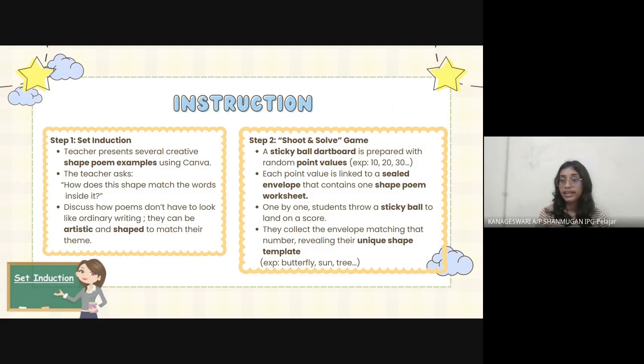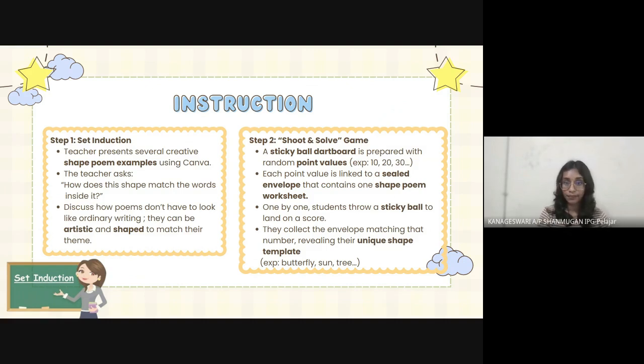By asking open ended questions like, what shape represents happiness and how can we express strength or love in the shape of a tree or even a star, you are encouraging students to connect the concept of shape poems with their own experiences, which is crucial for motivating them to engage in the activity.